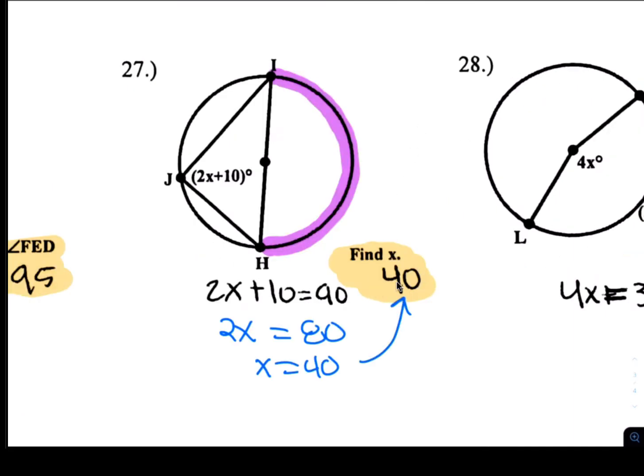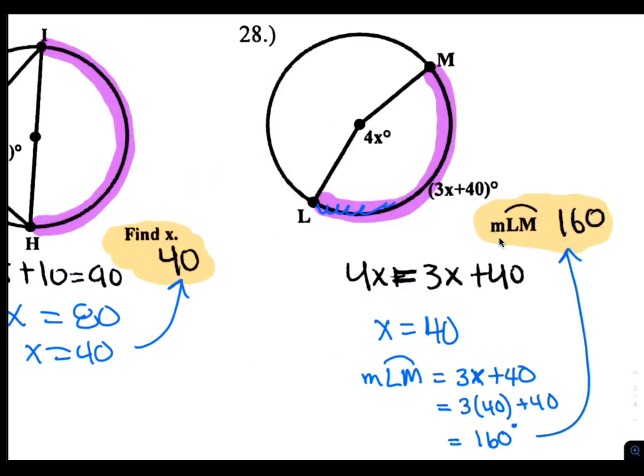Okay, we're trying to find x, and we know that this angle is an inscribed angle, which is half of the intercepted arc. The intercepted arc is a semicircle, so that means that this is 180 degrees, and half of 180 is 90. So this inscribed angle must be 90. So we say 2x plus 10 equals 90. Subtracting 10, we get 2x is 80. Divide by 2, we get x is 40.